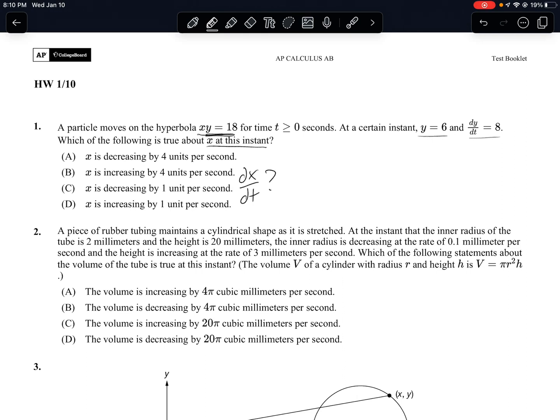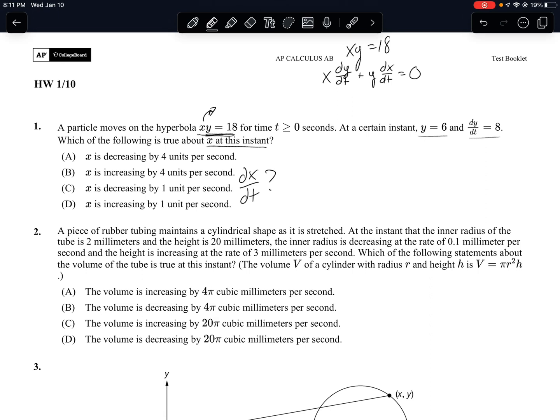To find what the derivative of x is with respect to time, I'm going to have to derive this function. So I'm going to do that up here. So xy equals 18. Derivative of the left, we're going to have to use our beautiful product rule. So derivative first, first d second, so x dy/dt, plus second d first. So I have x dy/dt plus y dx/dt.